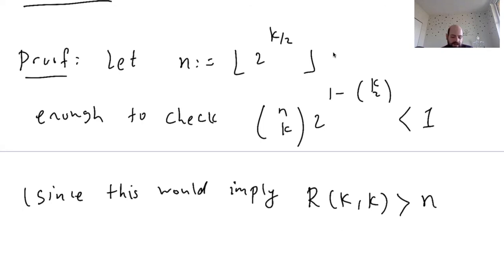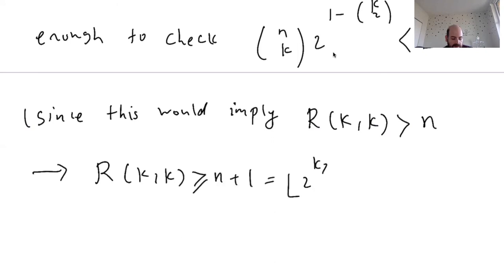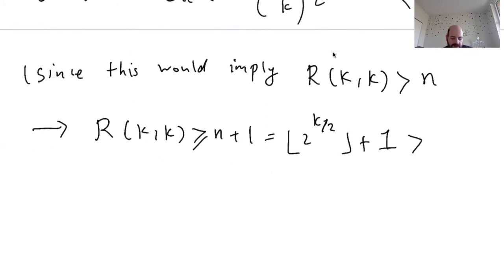Now, capital R of K and K bigger than N. Remember capital R is an integer itself, so if it's bigger than N, that means it has to be bigger than or equal to N plus 1, which is floor of 2 to the power K over 2, plus 1. Now, floor of a number plus 1 is always bigger than the number itself, right? You can easily check this. So this is bigger than 2 to the power K over 2, because floor of t plus 1 is bigger than t itself.